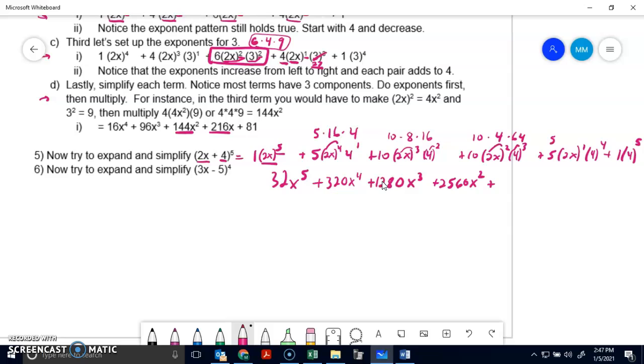And then I have a 5. 2 to the first is just 2. 4 to the fourth power is 256. So 256 times 5 times 2 is another, again, 2,560 actually. And then the last one is 1 times 4 to the fifth. Not much to simplify there, and that's 1024. If you'd like to try number 6 now, go ahead and pause, and then come back to the answer.